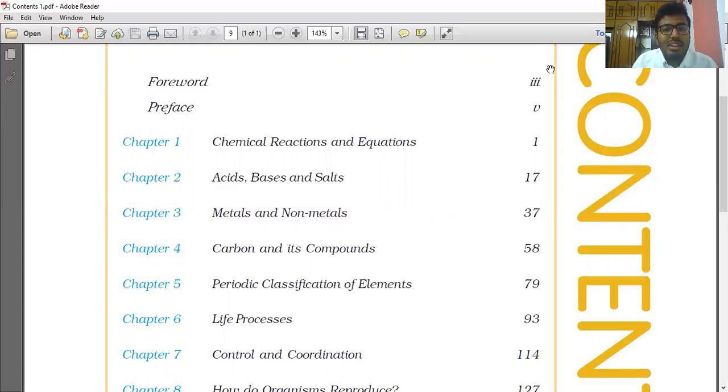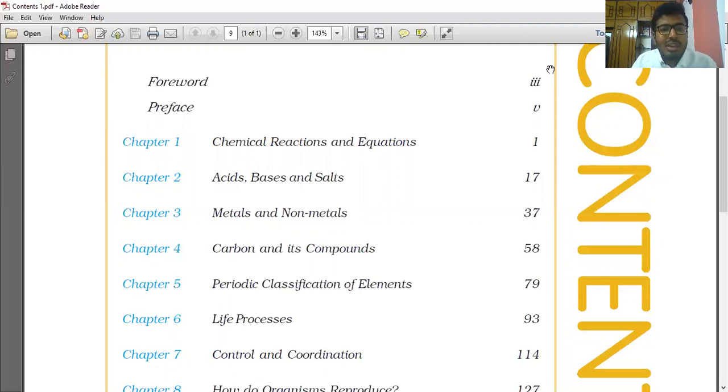And the third one is salt. You can understand it from the name itself: the salt you use every day, the common salt, NaCl, sodium chloride, is also known as a salt. Salts are neither acid nor base. So you are going to learn in detail about the physical properties and chemical properties of acids, bases, and salts in the second chapter.